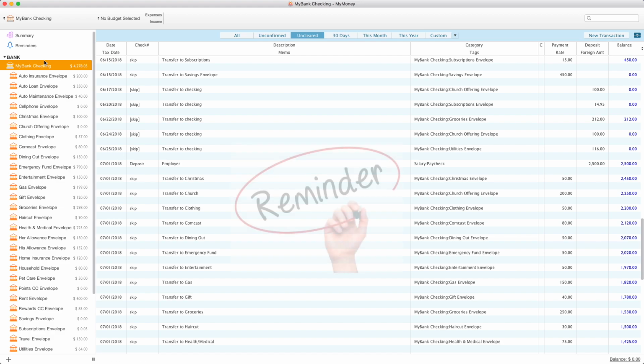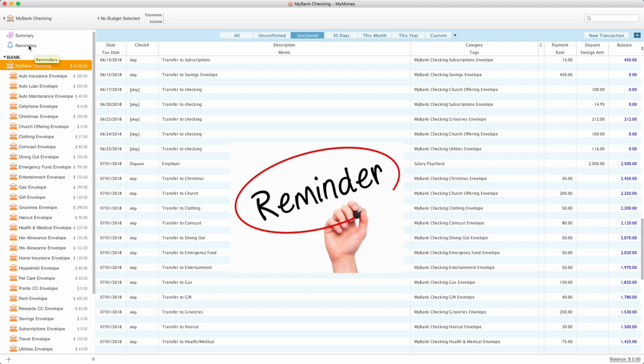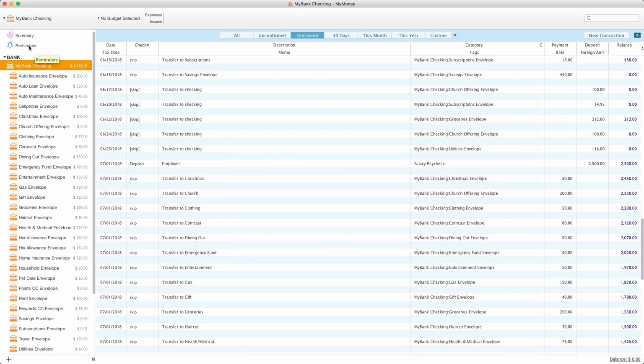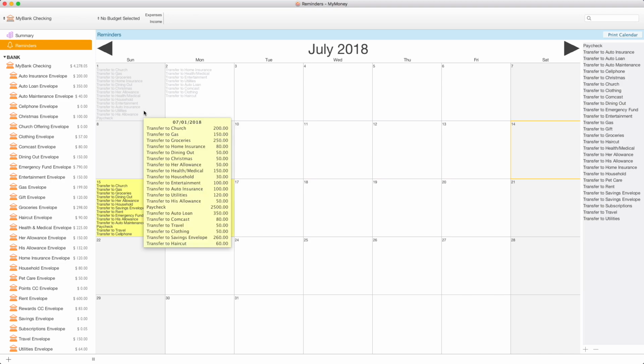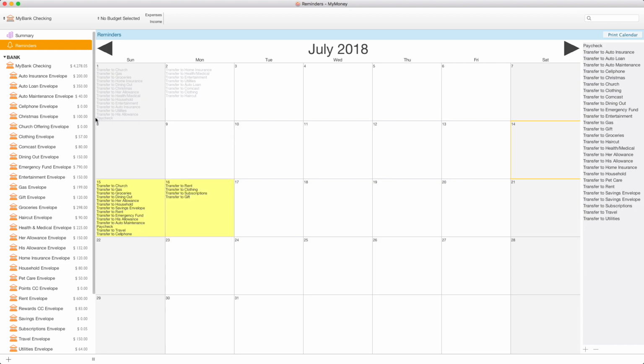Next, let's talk about the reminders feature. So the reminders is a way for you to schedule deposits and expenses, so that way it's easier for you to remember. Again, in this example, I get paid on the 1st and the 15th. So here is where you, on the 1st was a paycheck, on the 15th is a paycheck, and then we've got all of these transactions, and these coincide with my budget plan. So reminders, or you can even think of these as memorized transactions, and they're all listed here on the side.